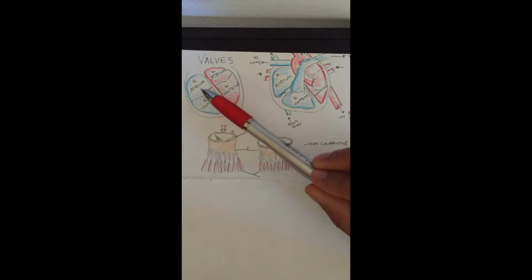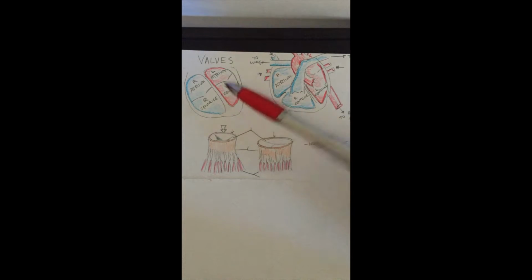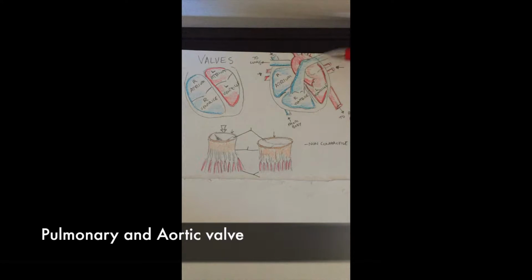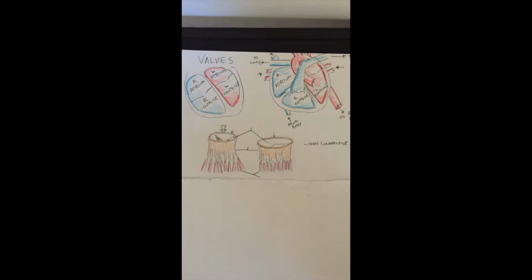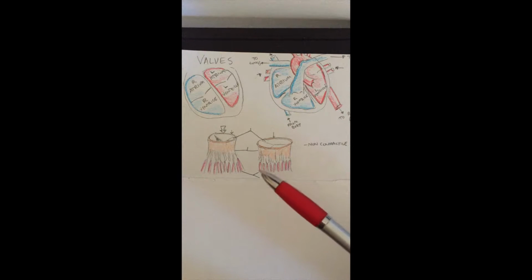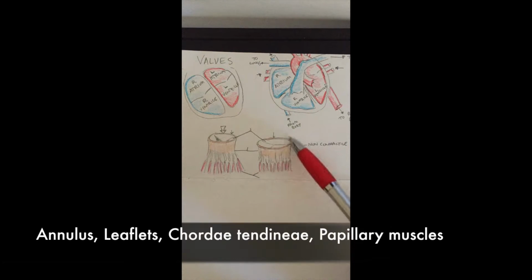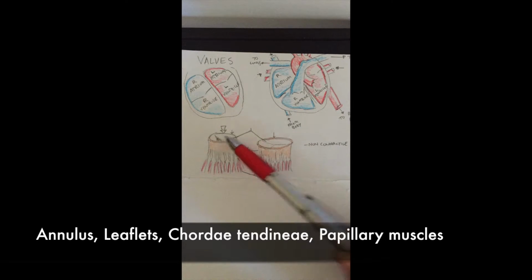So we have valves that separate the atrium from the ventricles. We call those atrioventricular valves, and we have valves in between the arteries as well. Putting a little bit of focus on our atrioventricular valves right now. So we have the opening, which is called the annulus, with the cusps or the leaflets inside the valves. Then you can see the chordae tendineae and the papillary muscles.